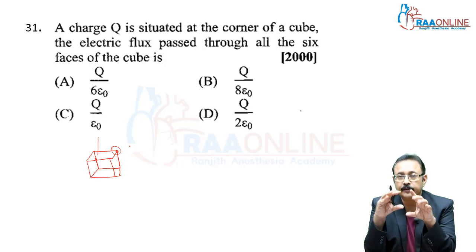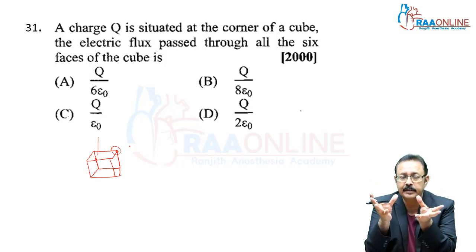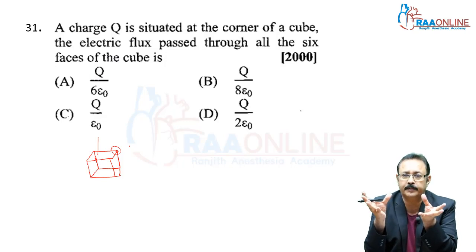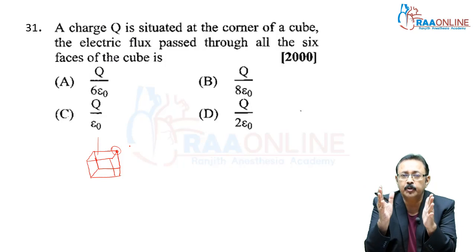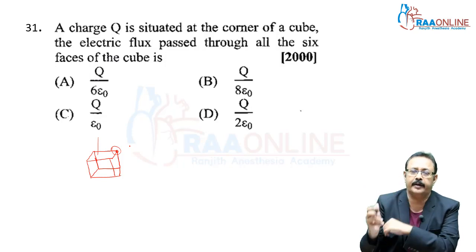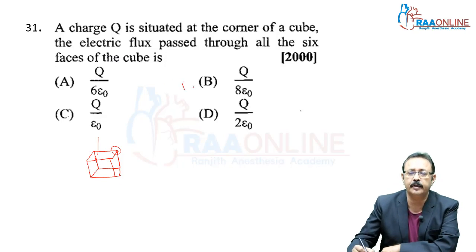And the total flux for that figure, according to Gauss law, is Q upon epsilon naught, which will pass through 8 cubes. So per cube will receive the flux Q upon epsilon naught divided by 8. So we will go with option B.